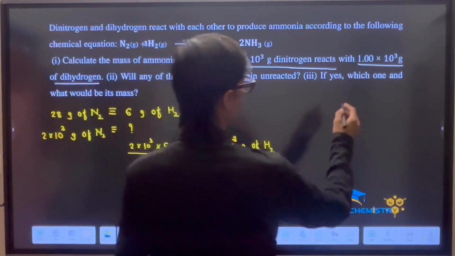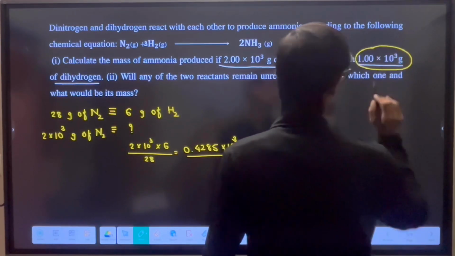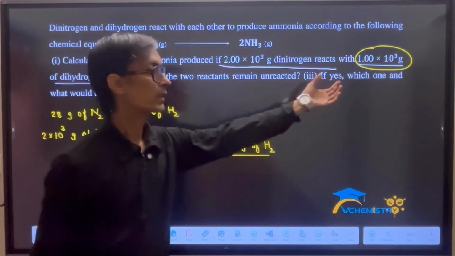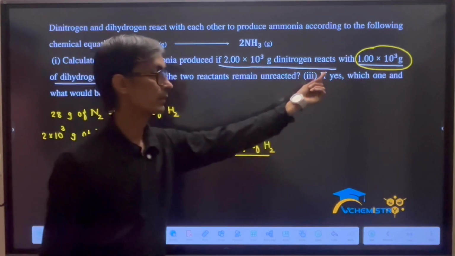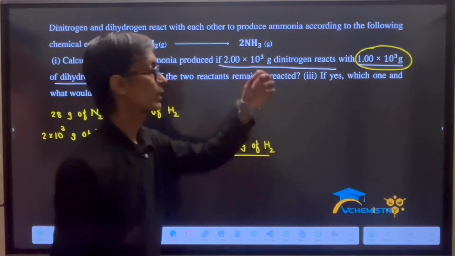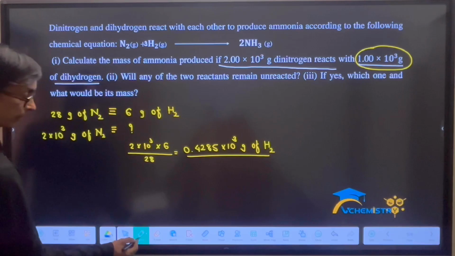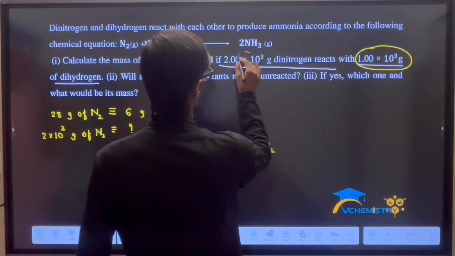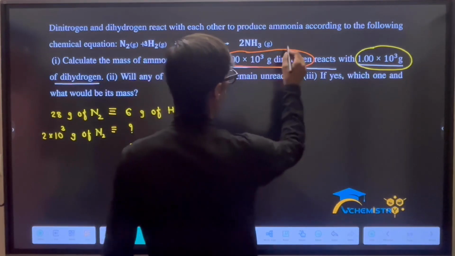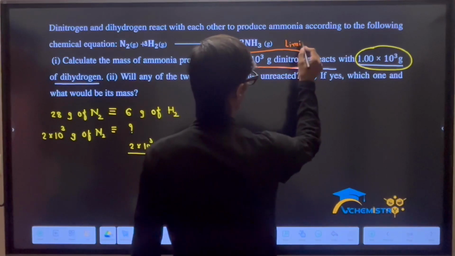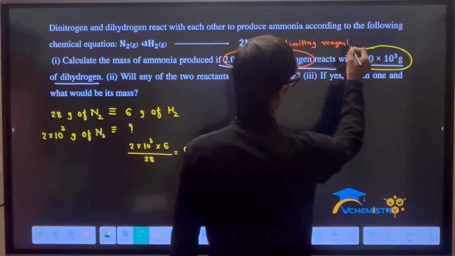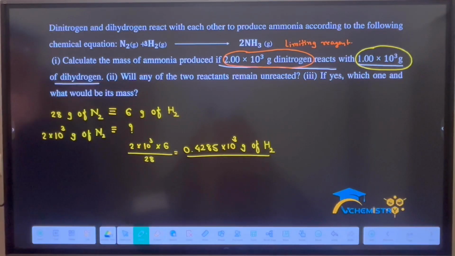But the given amount of hydrogen, see here, is 1 into 10 raised to 3 gram. That means the given amount is greater than required: 1 point something given, and here 0 point something required. So this one is not your limiting reagent. So we can say now your nitrogen, where is this one? This one is your limiting reagent. So now according to the given amount of dinitrogen, we can calculate the amount of ammonia.